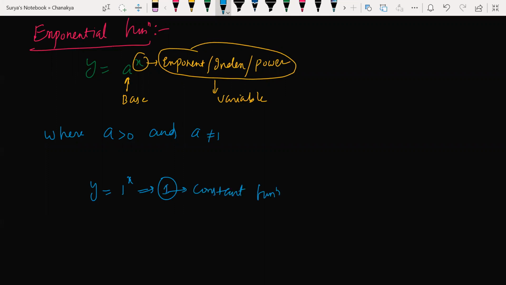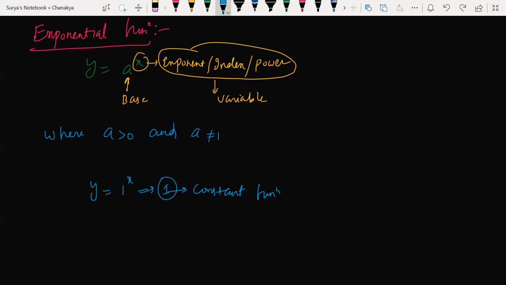Constant function, but we need an exponential function, right? So that is why a cannot be equal to 1. If I substitute any constant in place of a, if I substitute the value 1, it is always going to turn out as a constant function. But I need an exponential function. You cannot call 1 an exponential function, right? So basically, 1 is a constant function. That is why a shouldn't be equal to 1 here.